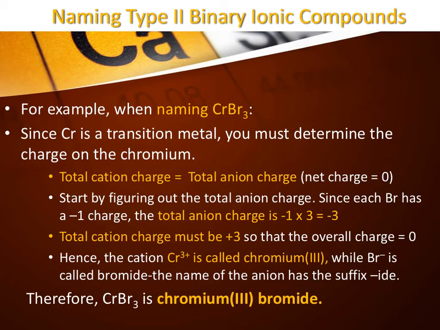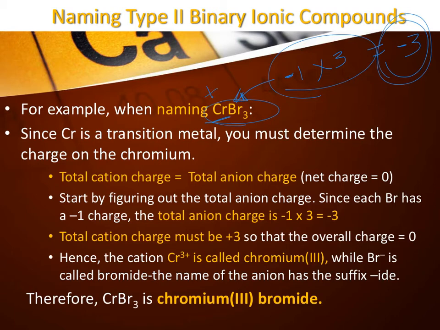So here's what I just babbled on about in writing, if you want to go through it more slowly. In this case, chromium is a transition metal. And again, you always go to the nonmetal part and figure out its charge first. Bromine is also a halogen, which has a charge of -1. There are 3 bromines, so the overall negative charge in this compound is -3. So in order for the overall charge to be neutral, chromium has to be +3. So the name of this is chromium(III) bromide.